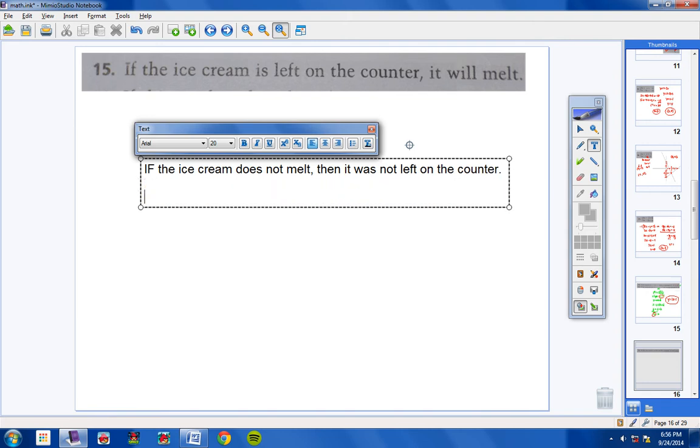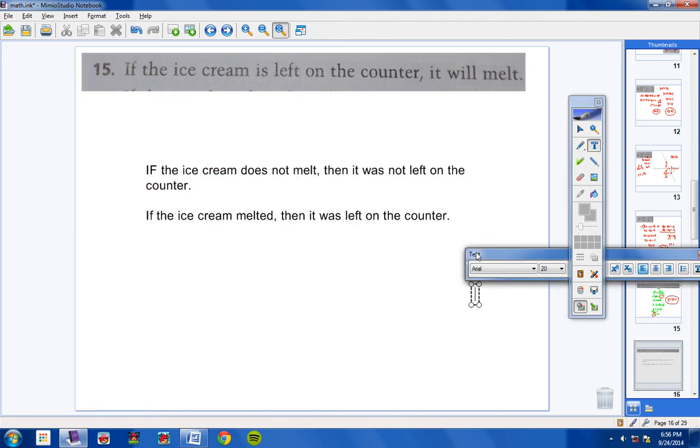The converse is to simply write the hypothesis second and the conclusion first. So here's the converse: if the ice cream melted, then it was left on the counter. Okay, hopefully you see the difference. The first sentence there is the contrapositive, and the second is the converse. All right, moving on to number 16.